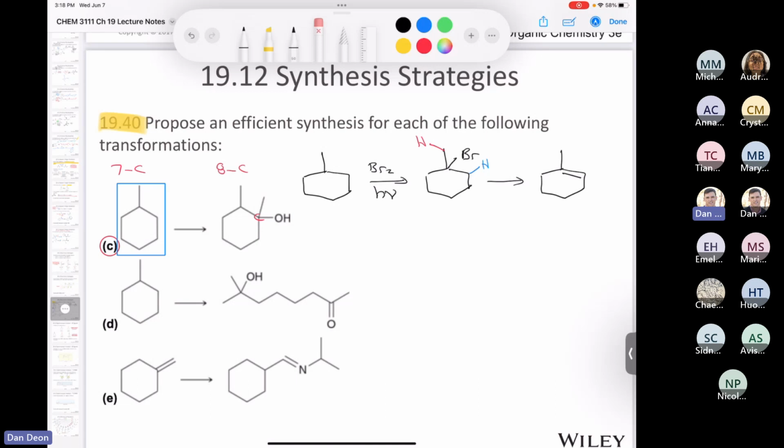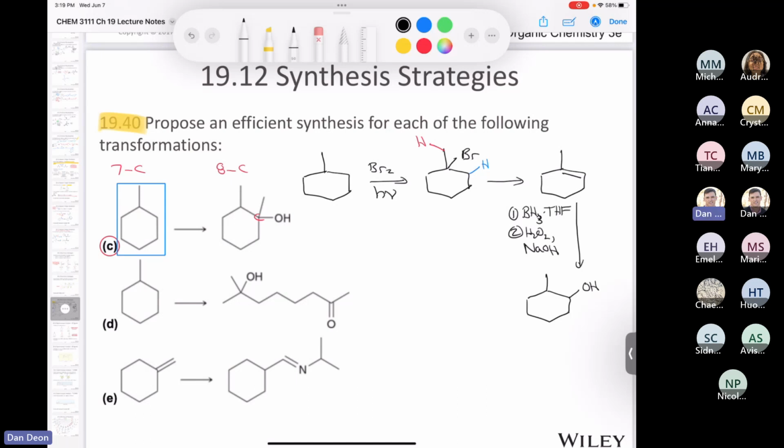So let's scribble this out. Let's write down the reaction conditions. First step is borane and THF. Borane and THF. Step 2 is hydrogen peroxide and sodium hydroxide. Yes. So that's going to give us that secondary alcohol that we want. There we go. And now can we oxidize this to a ketone?